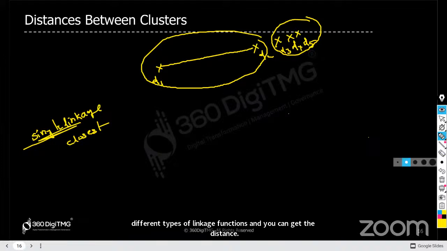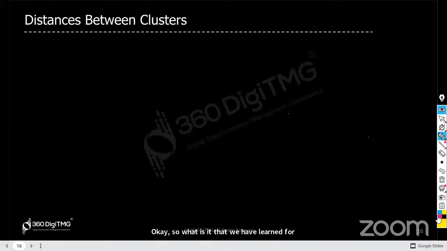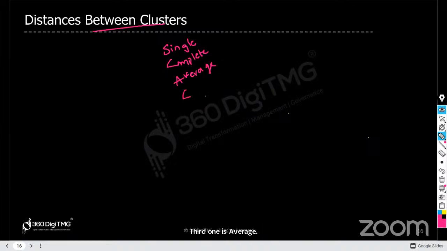Okay, so what have we learned for now? We have understood that when I want to find the distance between two clusters, I have four different types of linkages. One is single, second is complete, third is average, and fourth is centroid. Apart from these four, you have another type of linkage called Ward's.